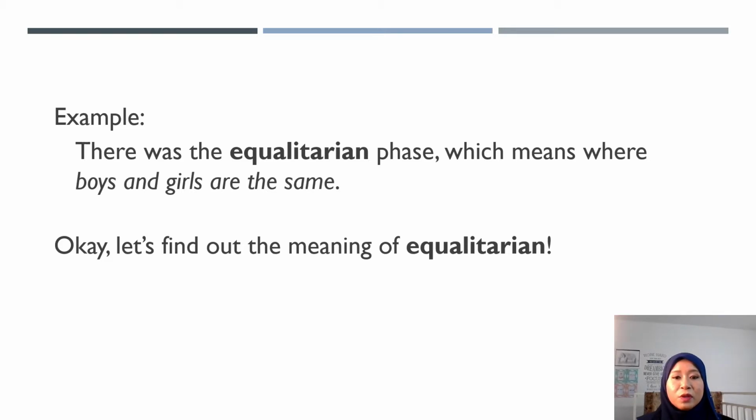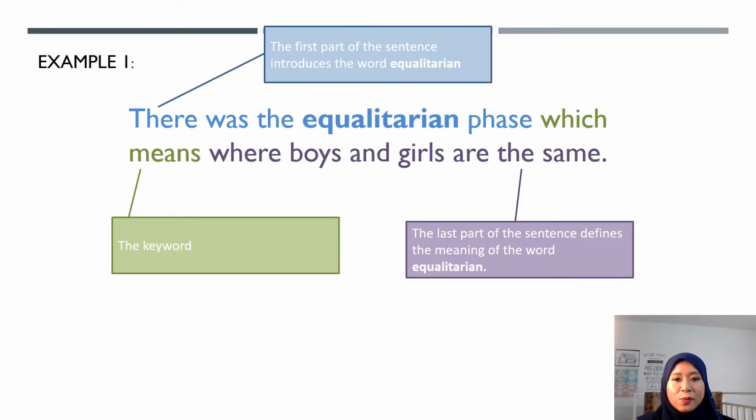For example, the word equalitarian. There was the equalitarian phase, which means where boys and girls are the same. So let's find out what is the meaning of equalitarian. In the first part of the sentence, it introduces the word equalitarian. That was the equalitarian phase. Then, the second part, which means, is the keyword. And the last part of the sentence defines the meaning of the word, where boys and girls are the same. So we know that equalitarian means the same.